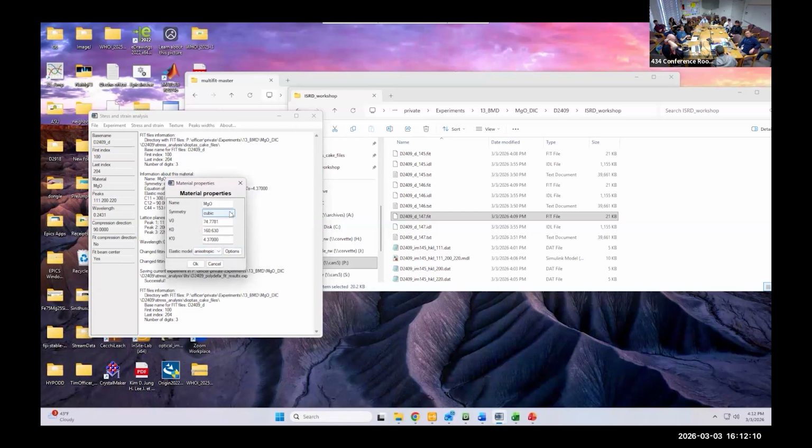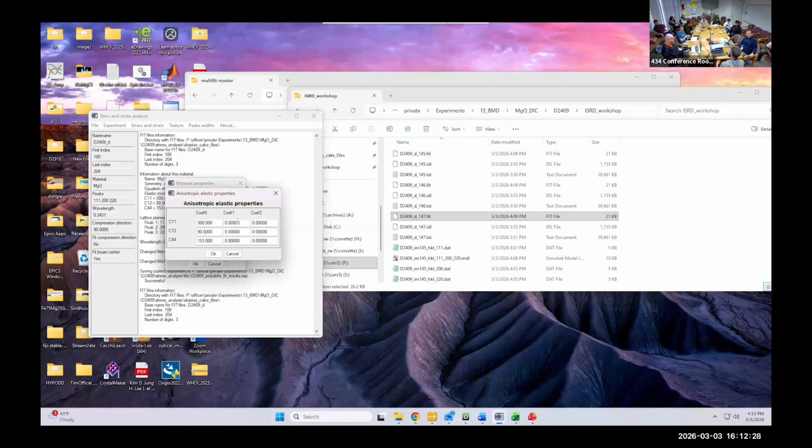Like if I change symmetry, let me just remember these. This is for if you're fitting a pressure derivative and the temperature derivative. Okay.